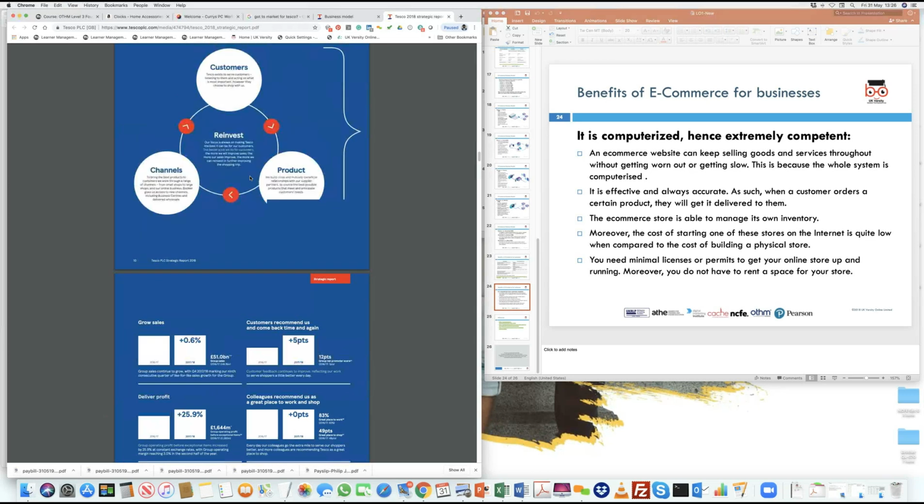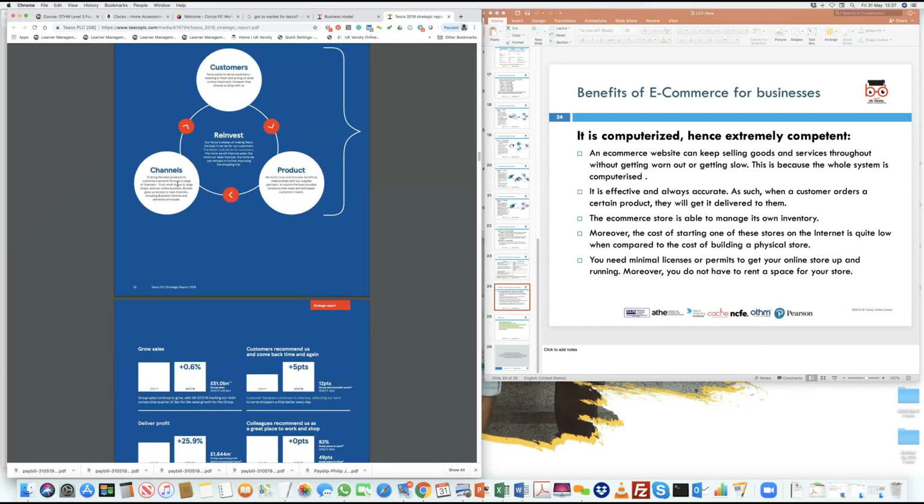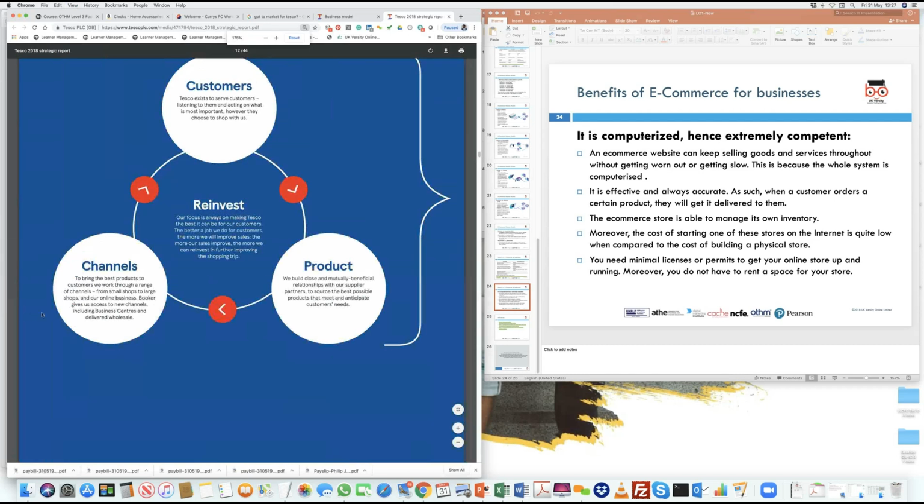And when we look at channels, they have different channels. Here the channels are retail. They look at online. They look at, for example, shops through which they sell. And e-commerce is one of the channels through which Tesco can go and sell products to customers, or customers can get products from Tesco. So these channels include small shops, large shops, online business, as they say.